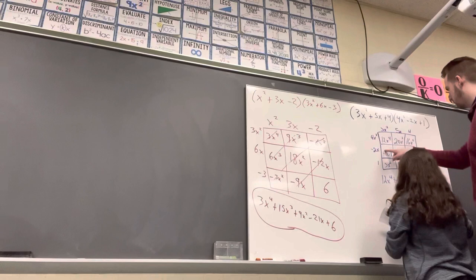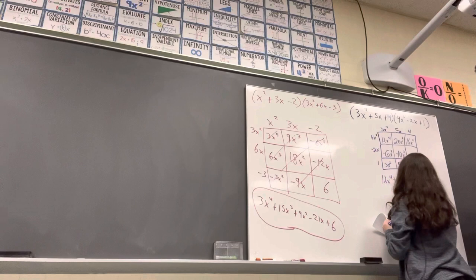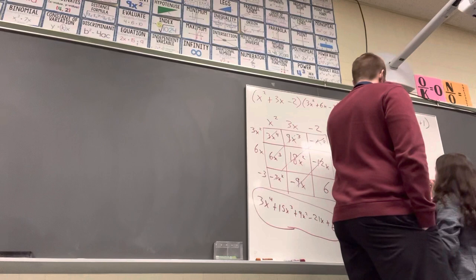Negative 6 and 5 times 3. That should be a 6. You change your answer when you were switching the negative.